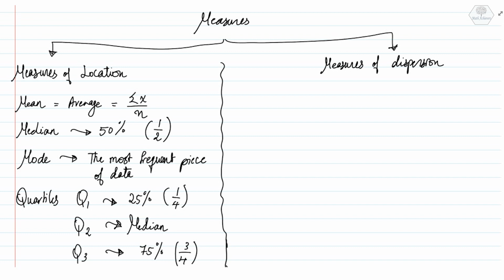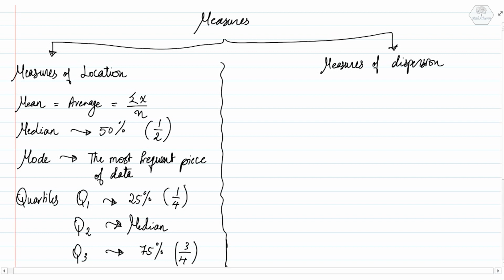How much my data is deviated away from the mean. So these are measures of dispersion. We can start with the range of my data. The range is equal to the maximum value minus the minimum value, as simple as this.